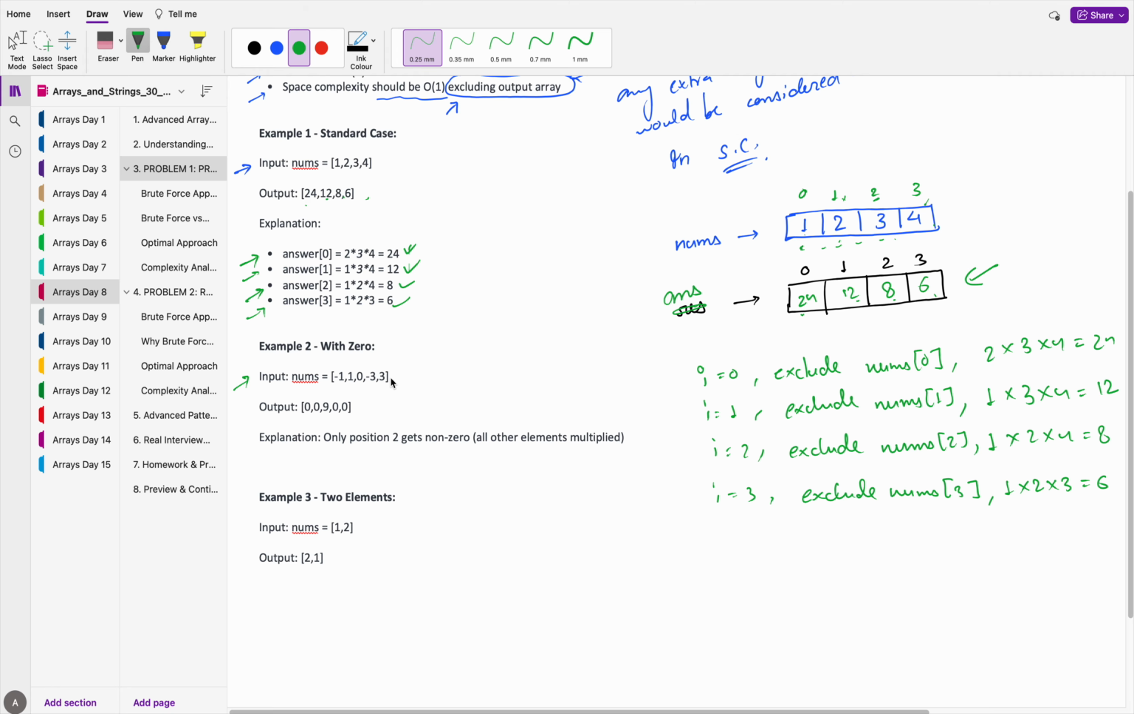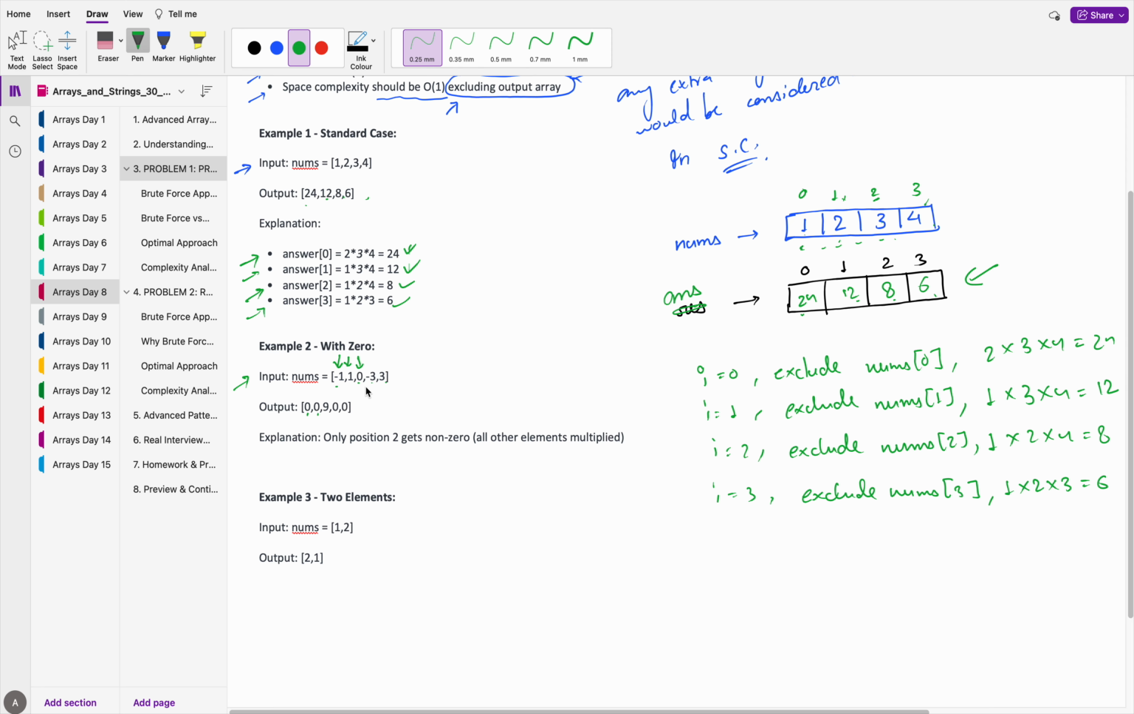-1, 1, 0, -3 and 3. So for the very first index 0, what is the multiplication of the rest of the items? 1 multiplied by 0 multiplied by -3 multiplied by 3. So this will become what? Because 0 is there, it will be 0. Everything would become 0. For this one also, exclude 1, include the rest of it. 0 is there, so 0.